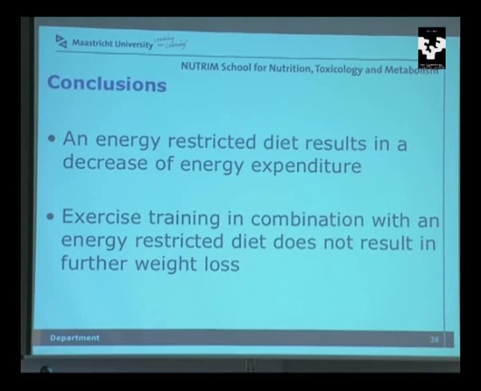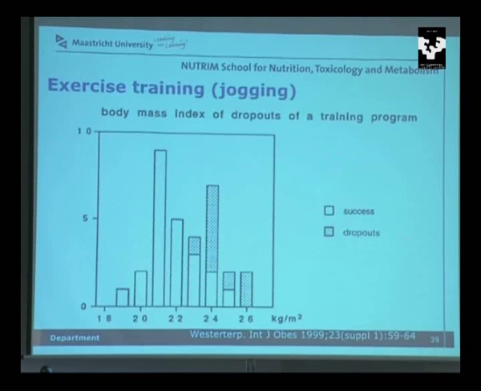Exercise training does not seem to result in further weight loss, but it is very helpful to maintain fat-free mass, and it's also helpful to maintain the weight that you have already lost. That's the good thing about exercise. Exercise alone is difficult, as a weight loss strategy at least.